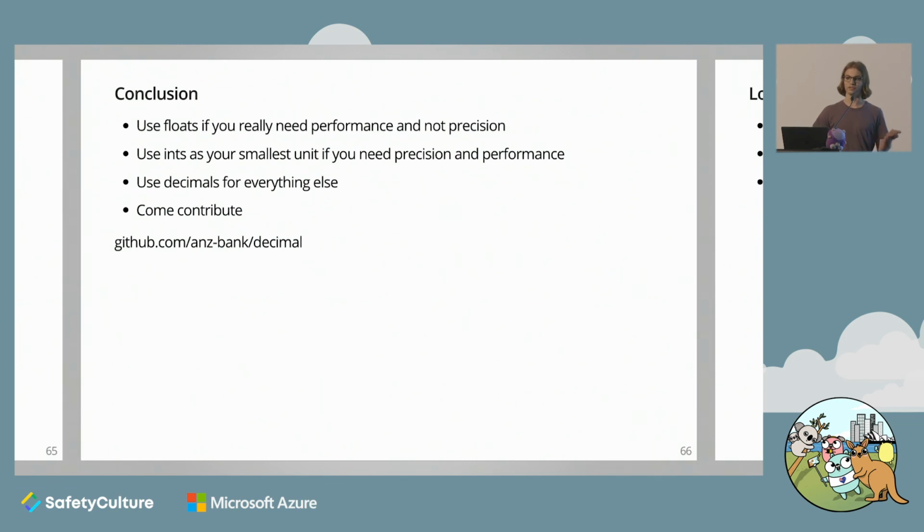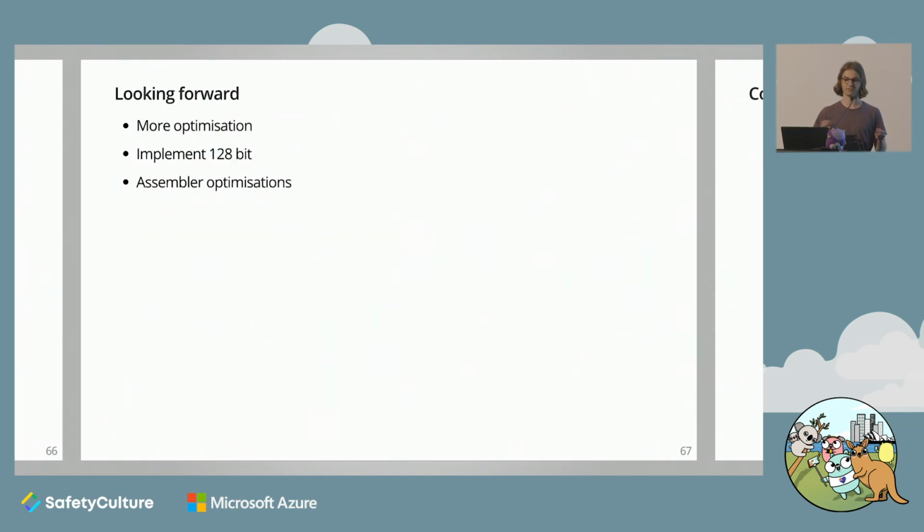And looking forward, what this project needs is obviously more optimization, as we saw before. Implement a 120-bit decimal. That's proved to be difficult at the moment, seeing that we all know that working with 128 bits in Go is quite pleasing. And also assembler optimizations so we can make it faster for different architectures.